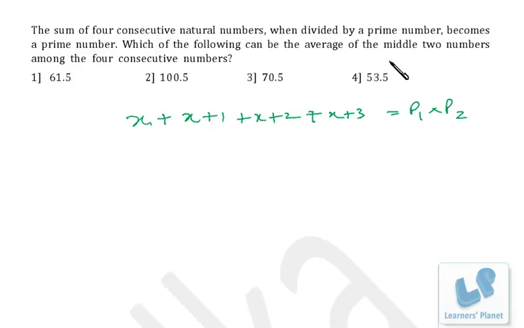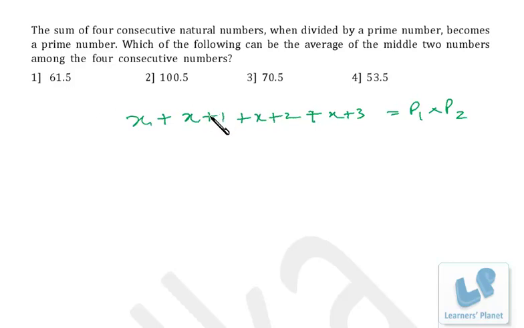Now among the options, the average of middle two numbers is given. That means x plus 1 and x plus 2, their average is given. Obviously these four are consecutive numbers, so whatever will be the average of these two numbers, the same will be the average of this and this, right? Because this is also 2x plus 3, this is also 2x plus 3. That means the option which is given to us, if we make it 4 times, it should be the product of two prime numbers, right?